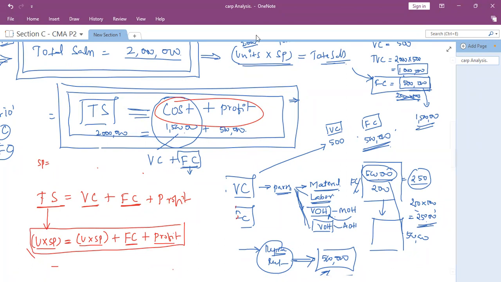Units into selling price equal to units into variable cost. I'm checking whether you are sleeping or not. Just now I woke up, sir. Up to here, clear to everyone? Yes, sir. Clear.